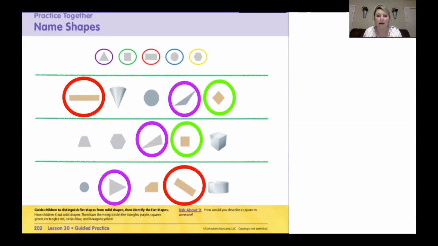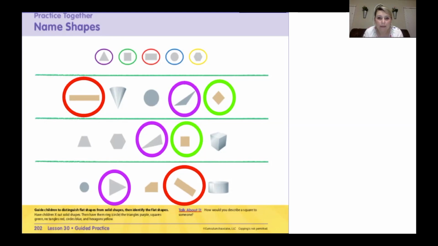All right, so we have our rectangles. I circled the rectangle on the top row. I hope you found that rectangle too. The rectangle has 4 sides and 4 corners. And I circled that one because I know that the 2 longer sides are the same length and the 2 smaller sides are the same length. So I know that that is a rectangle.